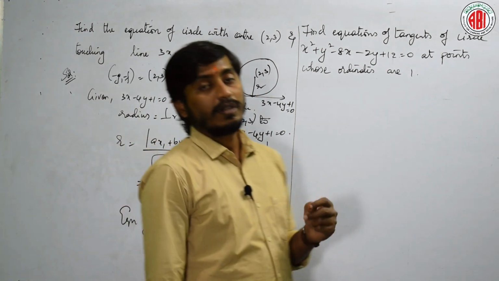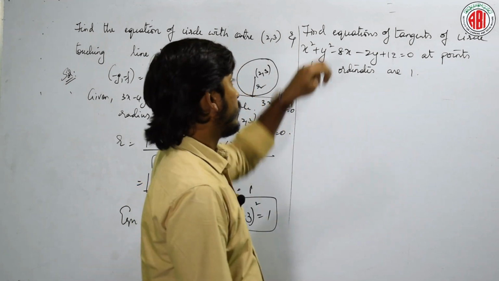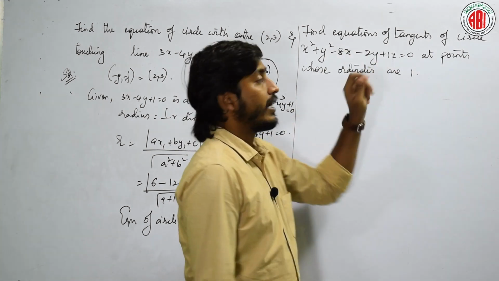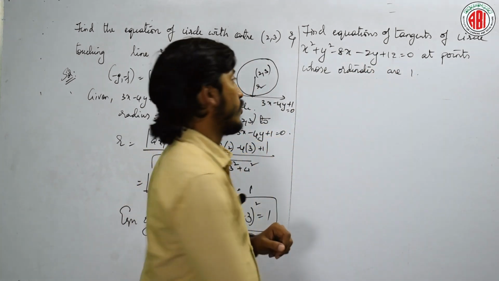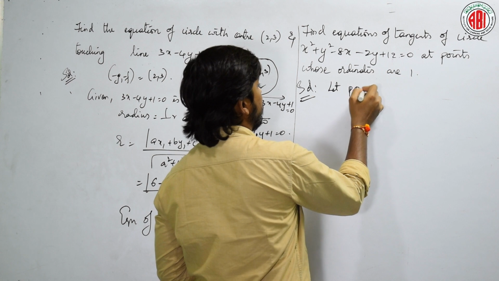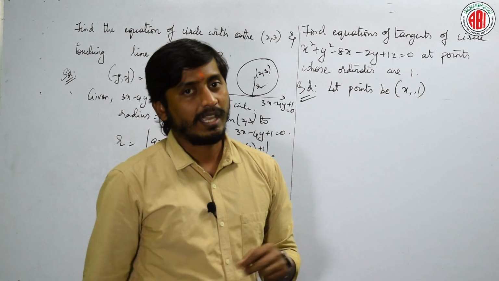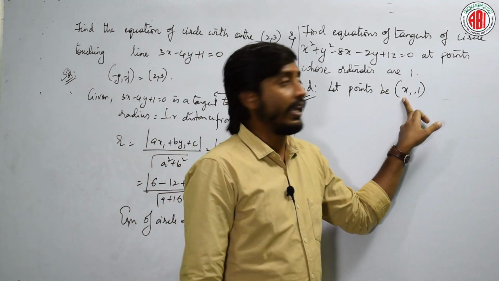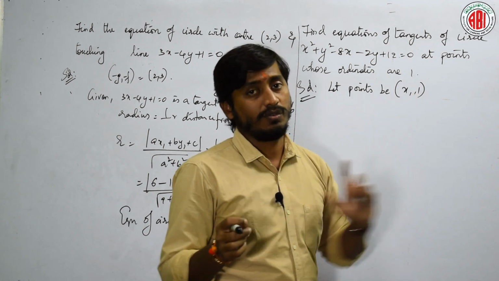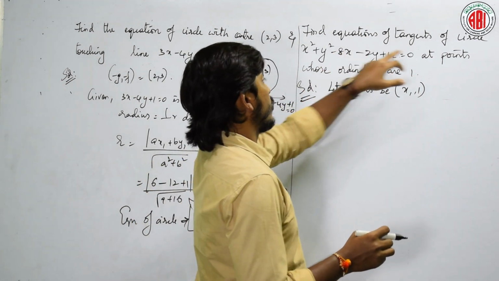Isn't it easy? What is the condition we have to remember? r is equal to d. Okay, fine. Look at the next question. Find the equations of tangents of a circle at the points whose ordinates are 1. So we can write it as, let the point be (x1, 1). We do not know what the x coordinate is, right? He gave that the ordinate is 1. Whatever the value of x, the ordinate is 1. And next he is telling that the equations of tangents to the circle.